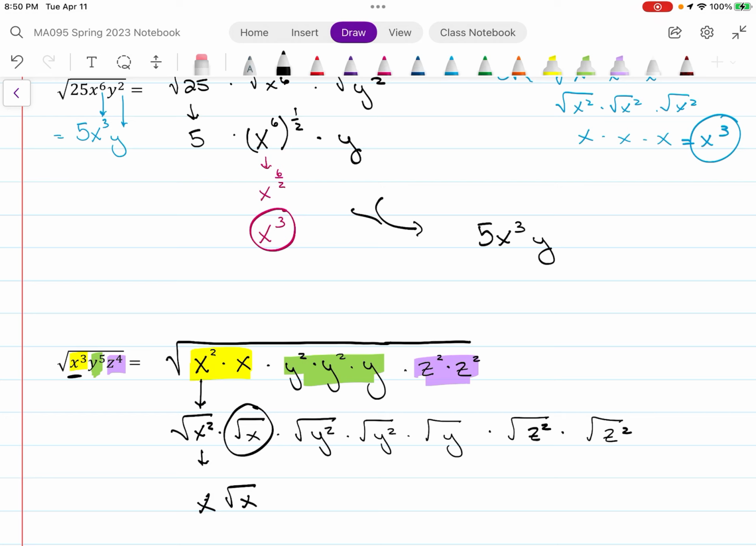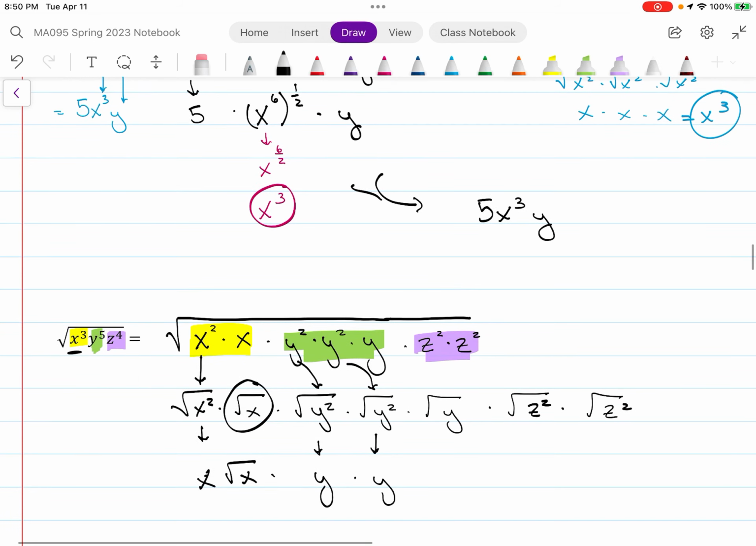Now this one, we see a y squared, and it's going to become y. Another y squared, square root it, it becomes y. All of these are multiplied together. And the square root of y, it can't go any further, so it's just square root of y. Now the z squared, square rooting it, turns into z, and again with this one, z.